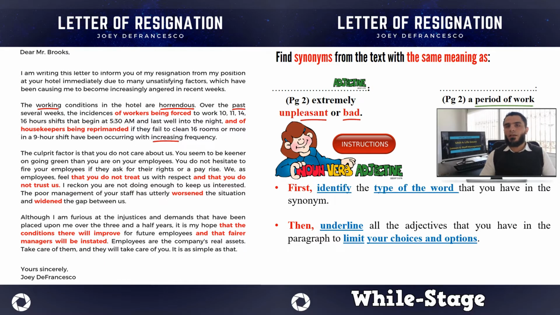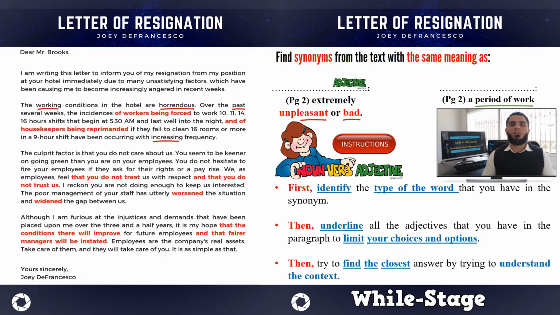Then try to find the closest answer by trying to understand the context. So the context we have here is that the working conditions in this hotel are awful and very bad. Due to that, he decided to quit. So the correct answer is horrendous. Let's do another example before giving you some time to do the other words.